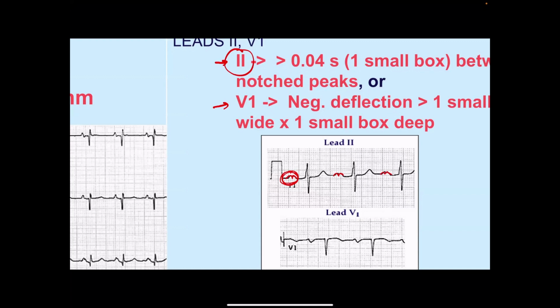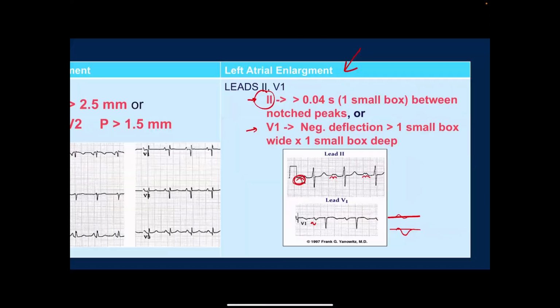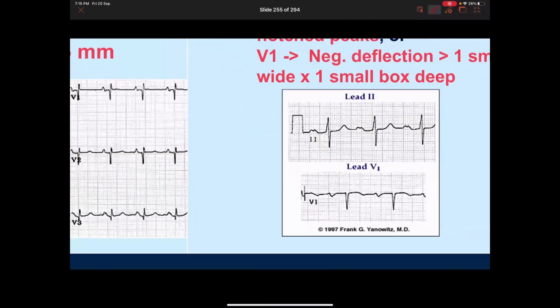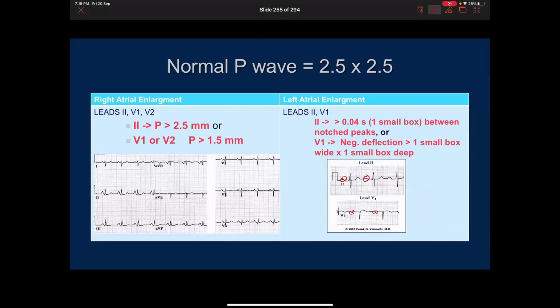On lead V1, do you see this? It goes down. A normal P wave on V1 looks something like this: a little bit up, then a slight slide downward. So when there's left atrial enlargement, the downward part is really exaggerated, like what's happening here. You see how this one dips down and this one is an M. This is how you diagnose left atrial enlargement.